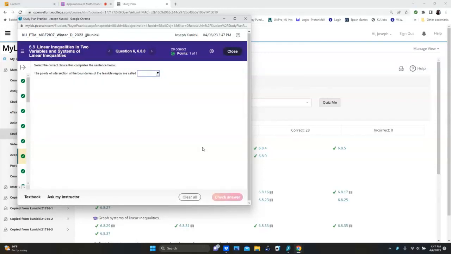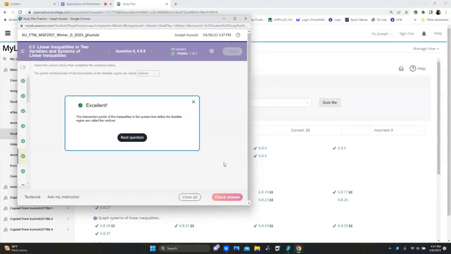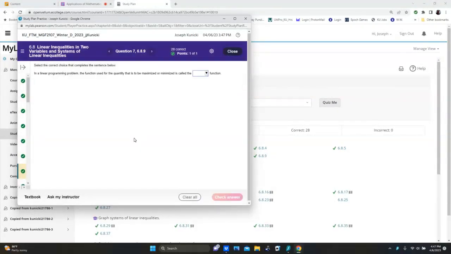The points of intersection of the boundaries of the feasible region are called the vertices. Another name is corner points. So if I say corner points, I mean vertices. It's the points of intersection for the regions. So far, we've only had one intersection point because we only had two inequalities, but that's going to change.